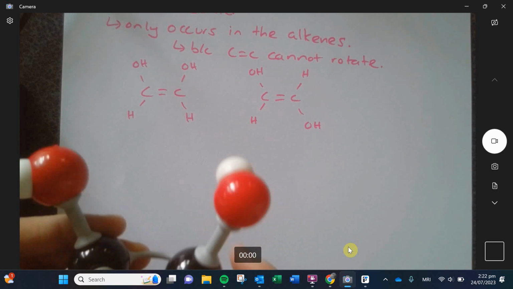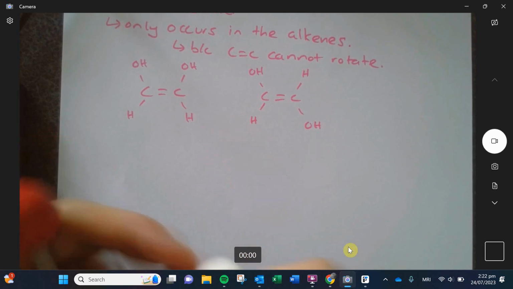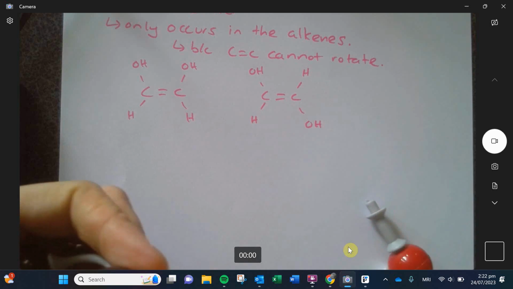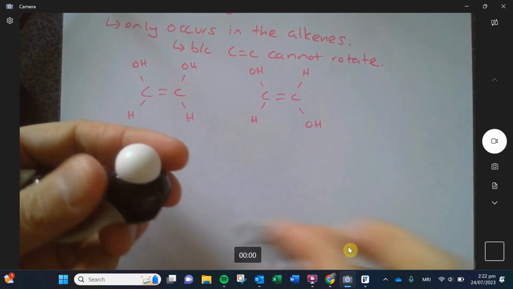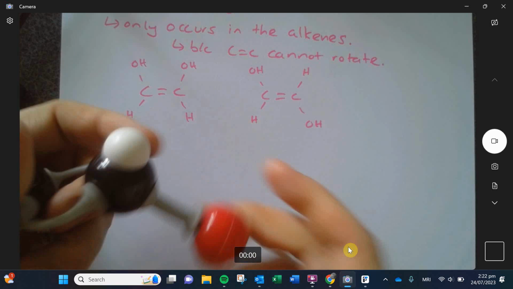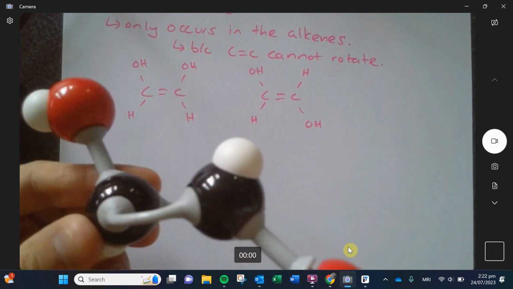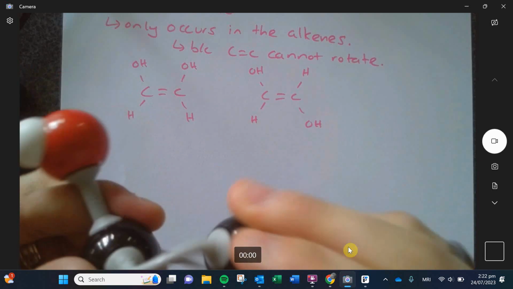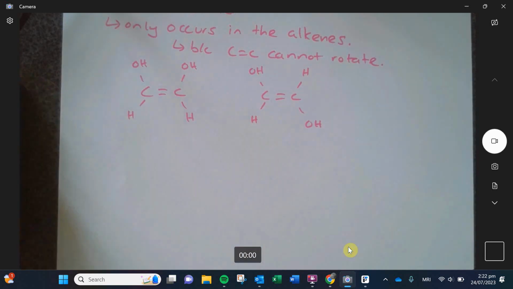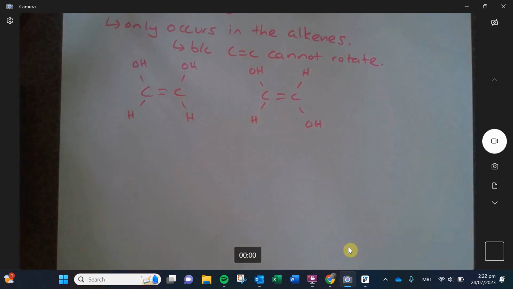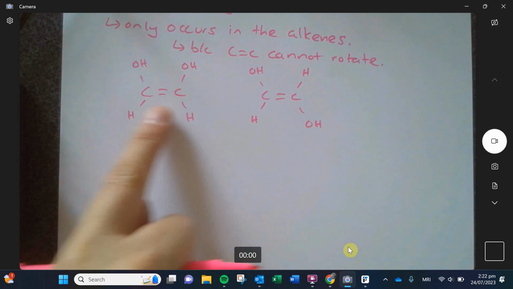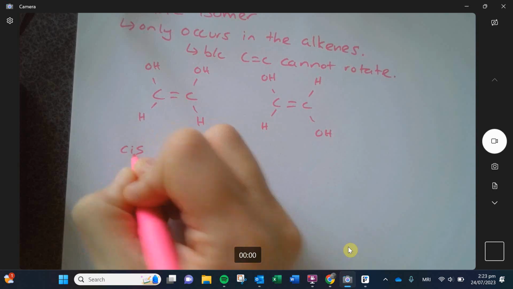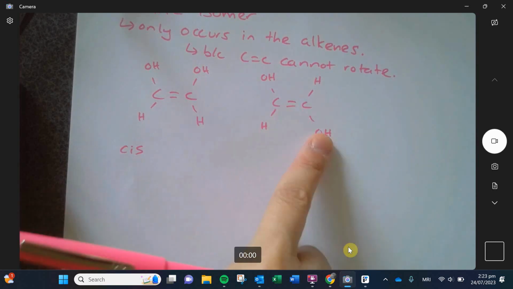So in this example, I have my OHs on the top. The other example, and I would have to break the bonds, would be like that. So I would physically need to break the bonds in order to make that new molecule because this guy cannot rotate to do that. So what we refer to these as is this one, when they are on the same side, is called cis. And this one, when they're on opposite sides, is trans.